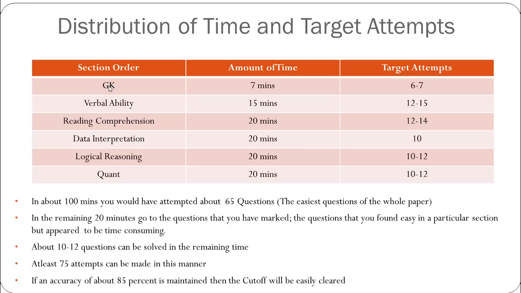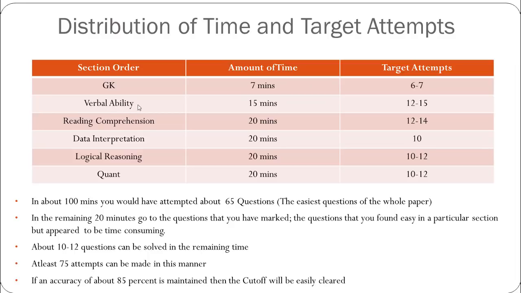The first section that you'll be attempting will be GK in about 7 minutes, and you should get about 6 to 7 questions correct. The purpose of attempting this section is just to clear the sectional cutoff and not to maximize the score. So just score about 3 marks and get away with this section.